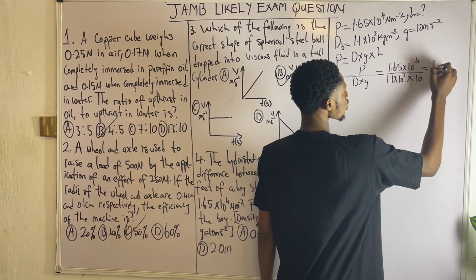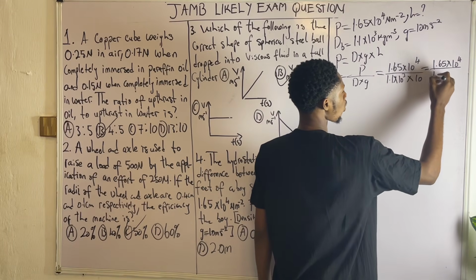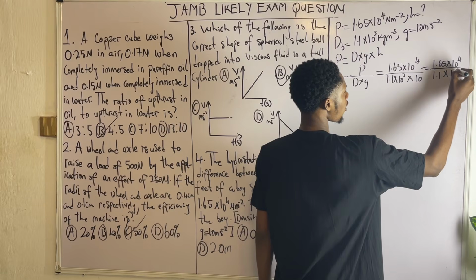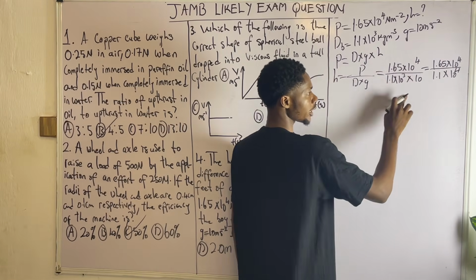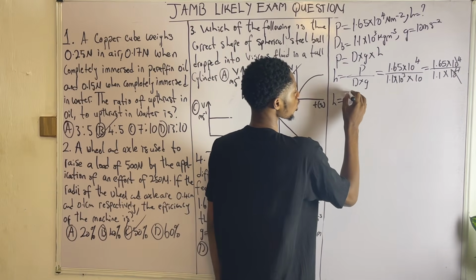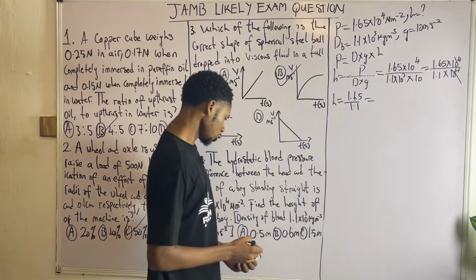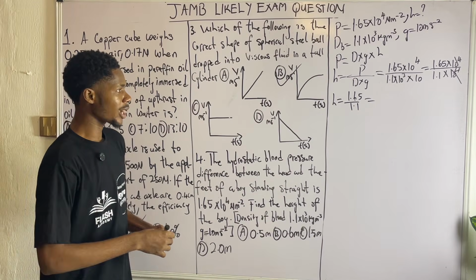Now this gives us 1.65 times 10 to the power of 4 divided by 1.1 times 10 to the power of 4. The 3 and the 1 give us 4, so this cancels this. We're now left with h is equal to 1.65 divided by 1.1. And when you divide these two, what do you get?